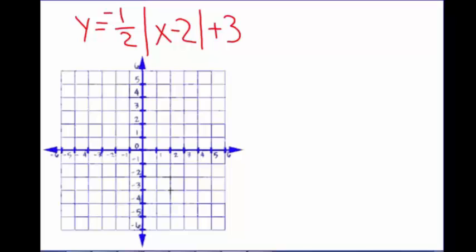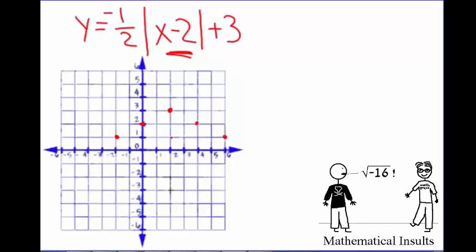Okay, so let's take a look at this problem. Notice we have a -1/2 as our a value, and we have a -2 on the inside of the absolute value and a +3 on the outside. That means we need to go right 2 and up 3 to get to our vertex point. This also means we're opening down, and we need it to have a slope of down 1, right 2, down 1, right 2. And then, using the idea of symmetry, we can flip those points over. Down 1, back 2, down 1, back 2.